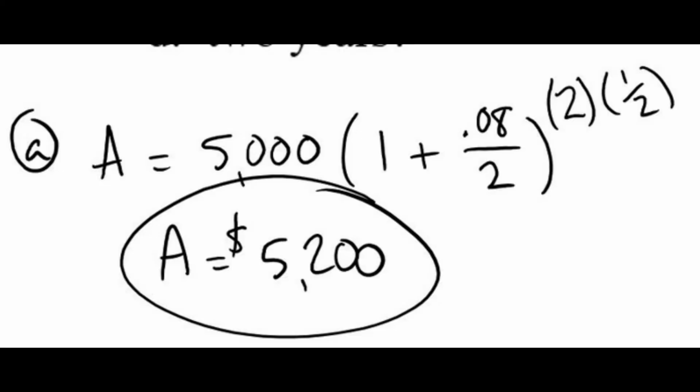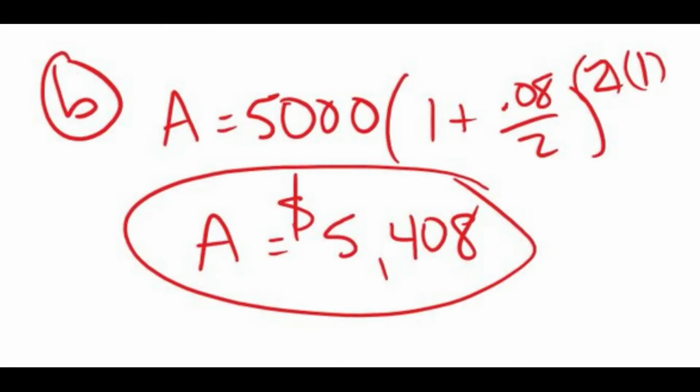So letter A, we plug in the $5,000 principal. The 0.08 is my rate. The 2 for compounded twice a year is there in 2 spots. And then since 6 months is half a year, that's what I put next to the 2 in my power. Okay, so if you do all this in a calculator, just be very, very careful about how you plug that in. You should get $5,200, which makes sense.